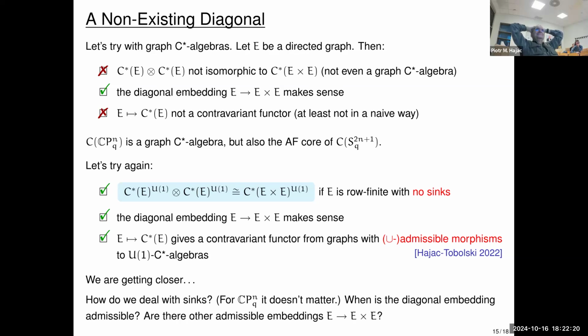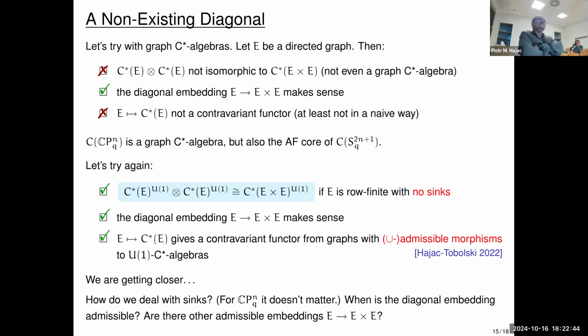Last question is, maybe I don't have to use the diagonal embedding. Maybe I can find other inclusions of graphs from E to E × E that are admissible. So you have an interesting reversal of the situation. Typically, it's the audience who asks questions and the speaker answers. Here I ask a question and people answer, because I have answers which are not very good, so maybe the audience has better answers.